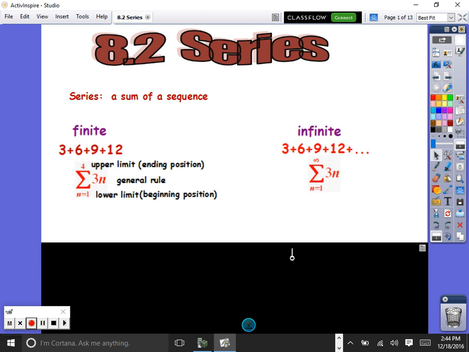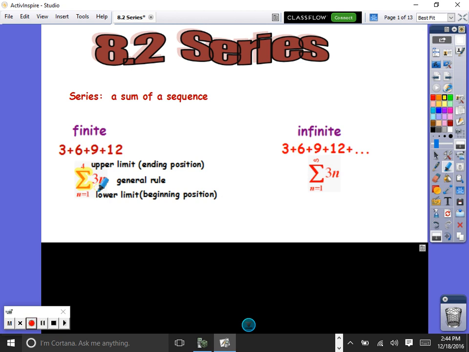And that is with this sigma symbol. Anytime you see a capital sigma, it will mean to sum things up, to add up whatever is behind it. We have two kinds of series. They are either finite or infinite.